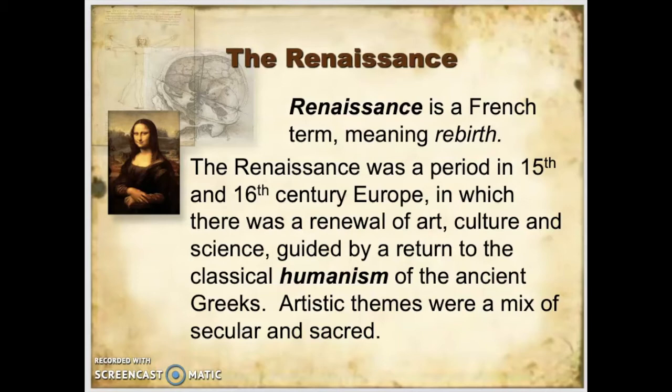And so this Greek and Roman humanism was merged with medieval Christian culture, medieval Catholic culture, to form a whole new way of looking at the world, and that formed the engine for the generation of a vastly richer culture. Artistic themes were a mix of both secular, meaning non-religious, and sacred, meaning Judeo-Christian.